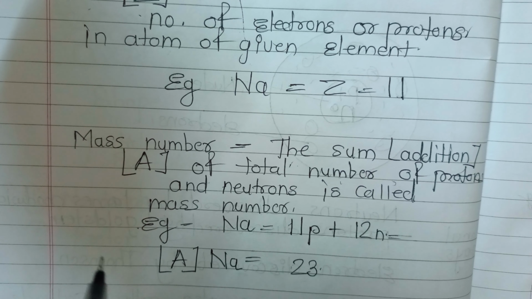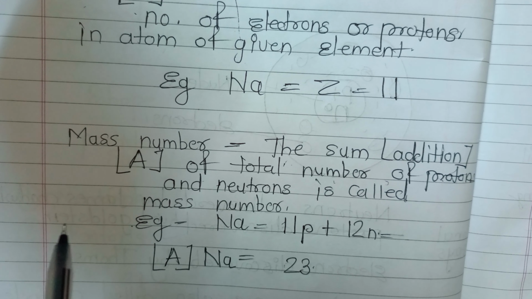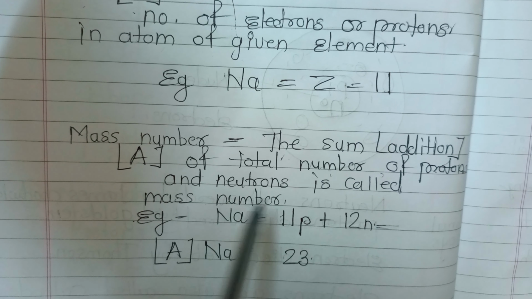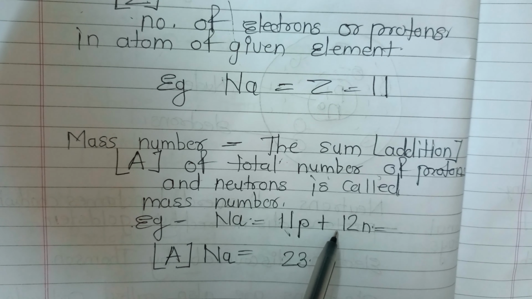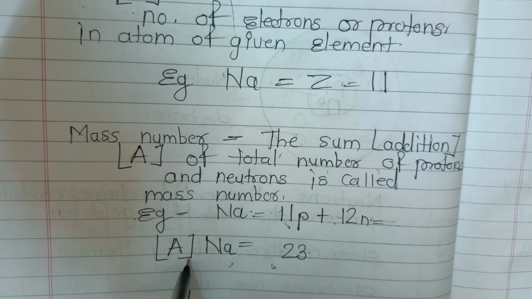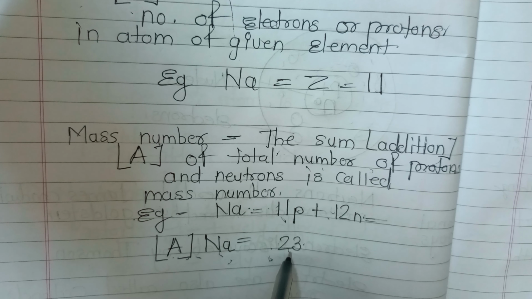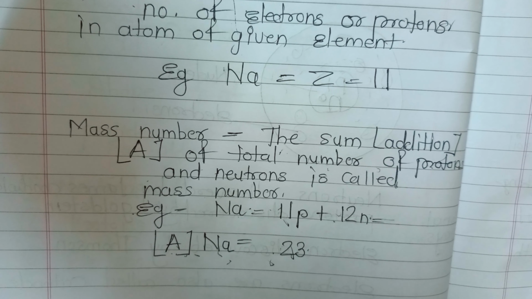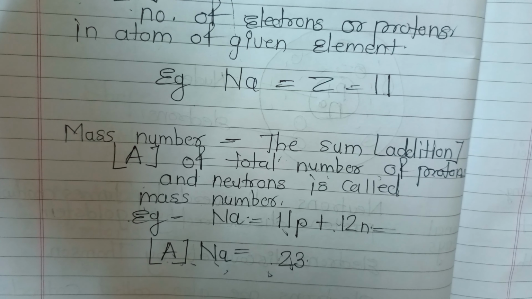But what is atomic mass number? As mass is accumulated at the center of the nucleus, the sum of the total number of protons and neutrons is called the mass number. Sodium has 11 protons, and how many neutrons are present? 12. So 11 plus 12, how much? 23. So the atomic mass number of sodium is 23, which is denoted by the letter A. I hope the concept of atomic number and atomic mass number is clear for you.